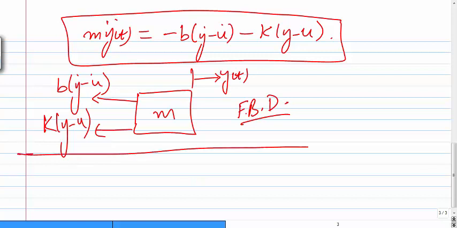Okay, so now let's look at some other examples of mechanical systems to make a good understanding. Now if I go to the next page, it is better. So this is another example here.